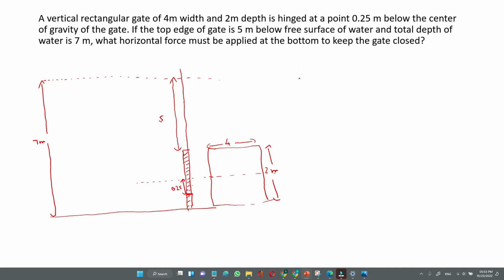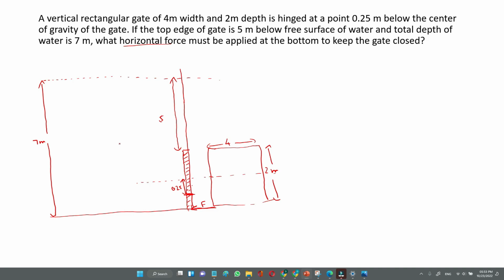So the question is to find the horizontal force that must be applied at the bottom to keep the gate closed. So you need to apply a force here, that is F. That should keep the gate closed because it is hinged about here. It may open about this hinge. So you need to apply a force to close the gate.